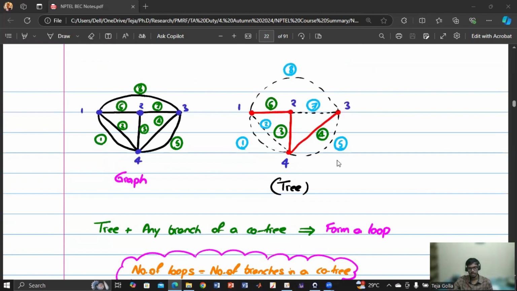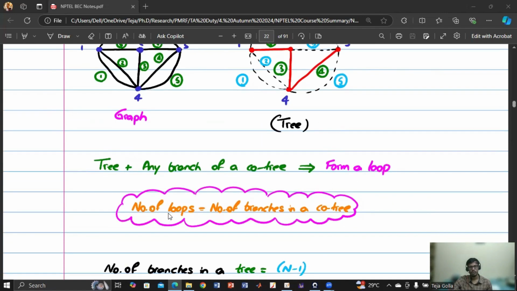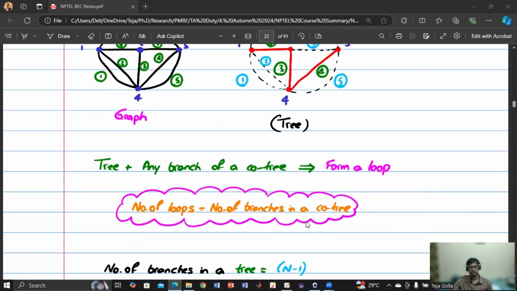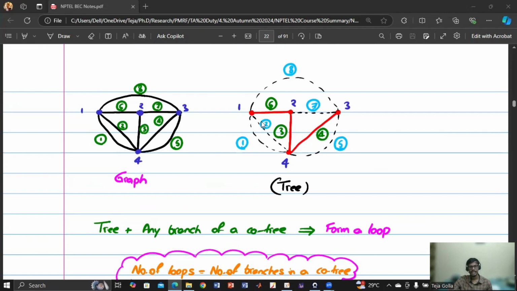But here we have considered one such tree, which is traversing from 1 to 2, 2 to 4, and then 4 to 3. So if you form a tree, then the co-tree is nothing but the other elements which are not part of the tree. Now, if you consider the tree plus any one element of the co-tree, then it will form a loop. So how many such loops will be formed? The number of loops that can be formed is the number of branches in the co-tree, because any branch of the co-tree forms a loop.